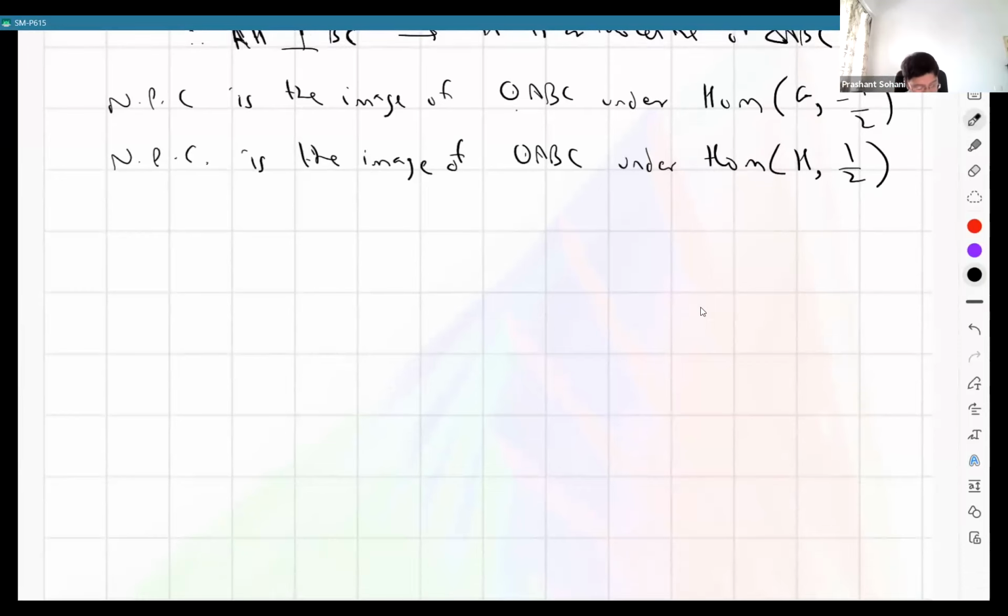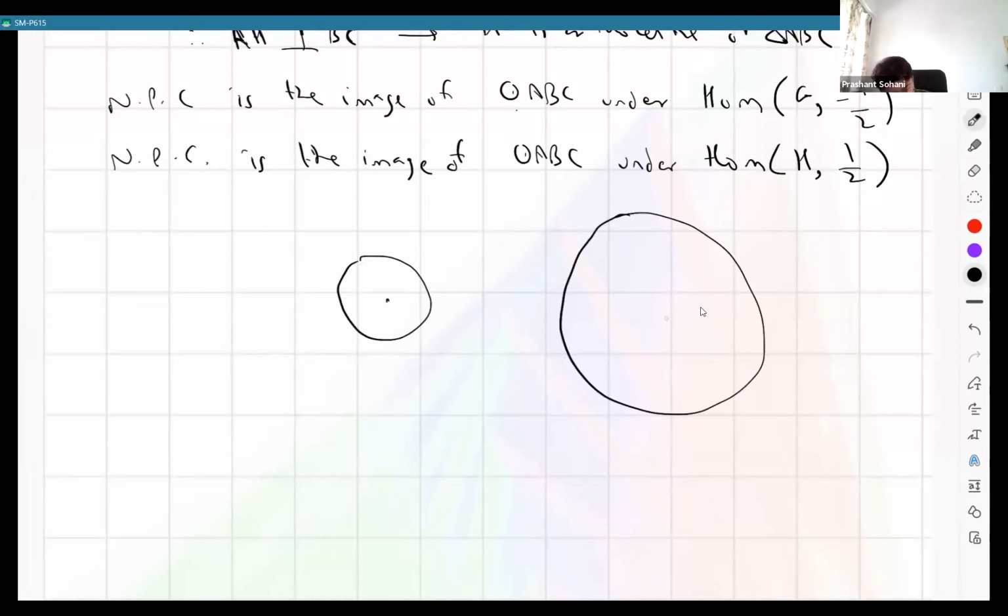Okay, so let me explain this point in a little more detail. Actually, whenever you have any two circles, it is natural to ask the question: can I take one circle to another circle through some transformation?